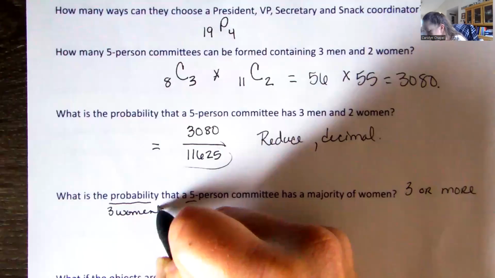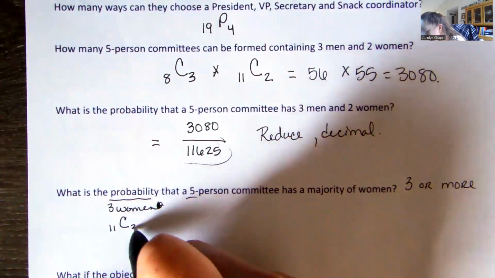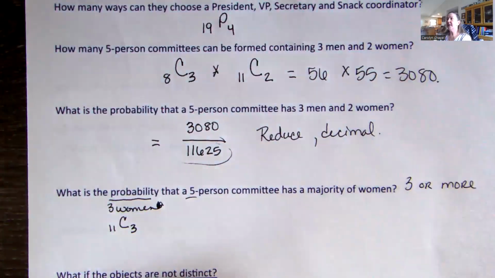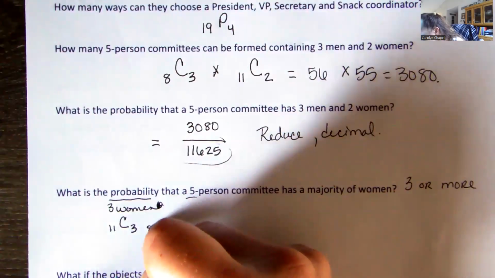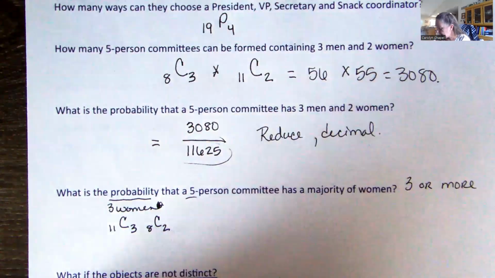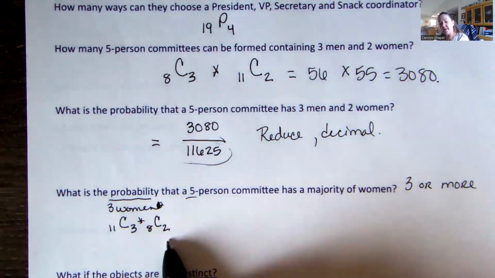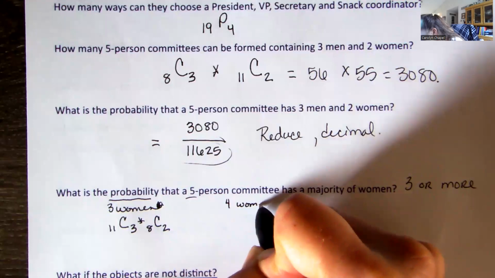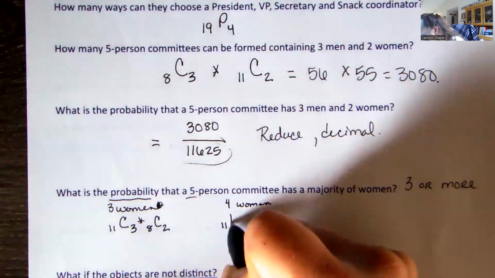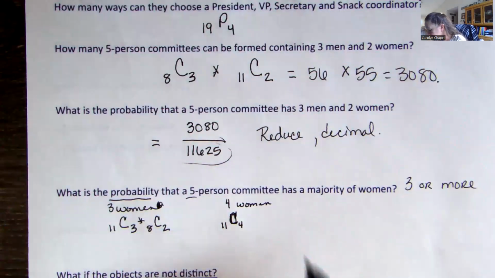All right, so let's do our 3 women here. 3 women. That means we'd have our 11 women. We need 3 of them, but that's not a complete committee. We still have 2 other people. So we have to make sure that those 2 people are men. So we have that. And again, we would multiply those 2 pieces together because we have the 3 women and the 2 men. We could have a 4 women committee. That would be 11C4, and we still need our 1 man.